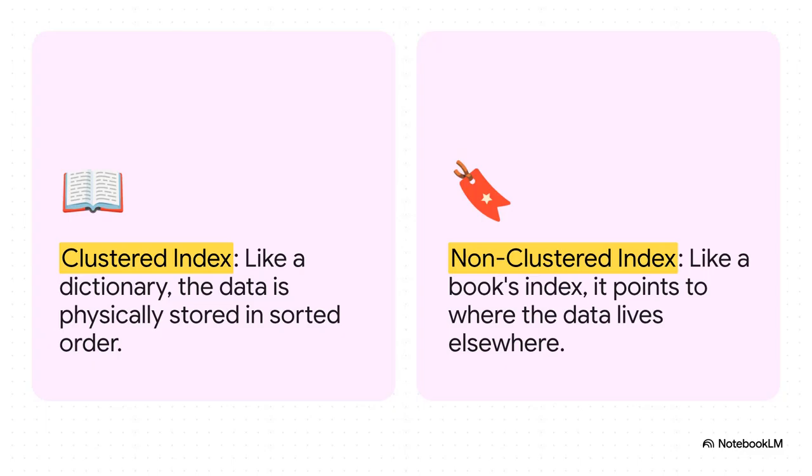And it gets even cooler, because there are different kinds of shortcuts. A clustered index is kind of like a dictionary. The data itself, the words, are physically stored in alphabetical order. So if you're looking for the word optimize, you just go right to the O section. But a non-clustered index is more like the index at the back of a textbook. It'll tell you that optimize is on page 25, but the actual information isn't in the index itself, it's just pointing you to where it lives.